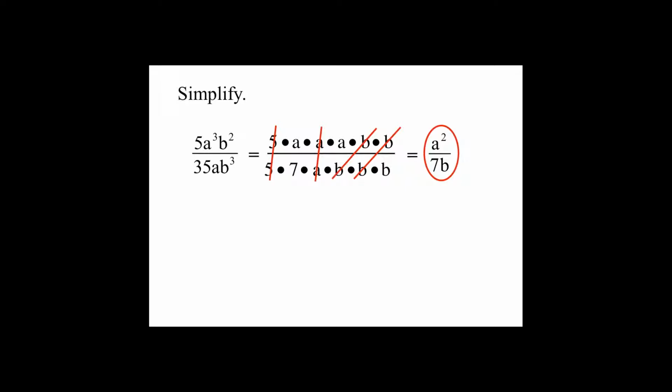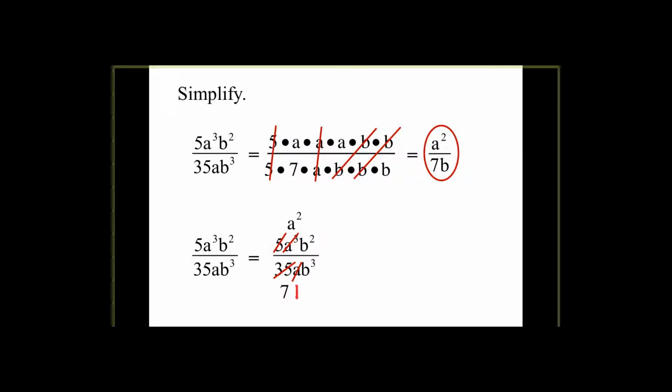Now, like I said, it takes a long time to expand the numbers. So we can simplify the fraction right there within the fraction. So I can divide a common factor out of 5 and 35, and I'm left with 7 in the denominator. I can divide a common factor out of a to the third and a, and I'm left with a squared in the numerator. Now in the denominator, when I don't have anything else to write, I'm left with 1. I just don't write it, okay?